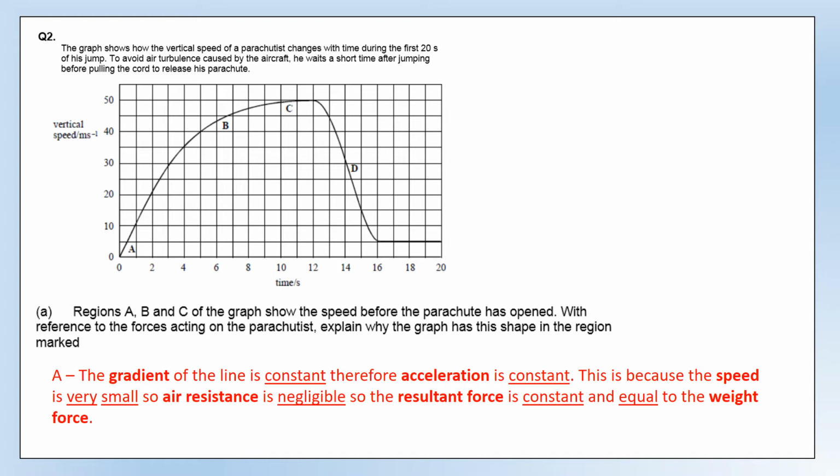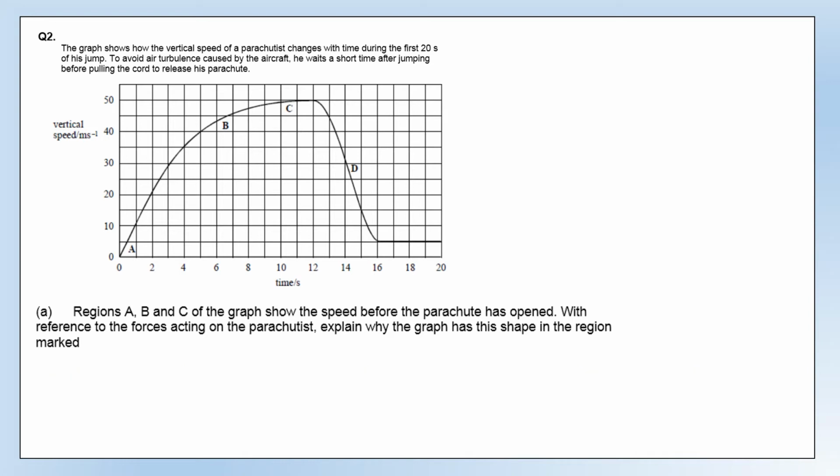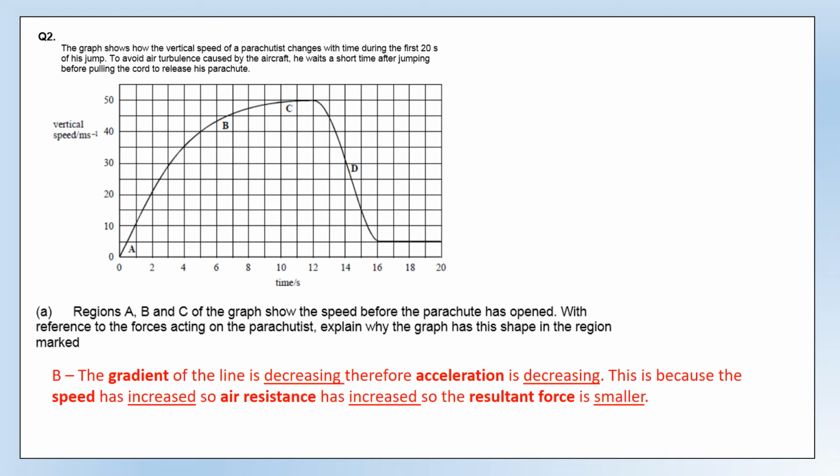So the resultant force is pretty much constant because it's just equal to the weight force of the object. That is the part that explains why the graph is this shape. It's the resultant force is constant because air resistance is negligible. In section B, what is happening is the gradient is decreasing, so the acceleration is decreasing. And this is happening because air resistance is getting bigger, because speed is getting bigger. So it's colliding with more air particles every second. And that makes the resultant force smaller, which causes the decreasing acceleration.